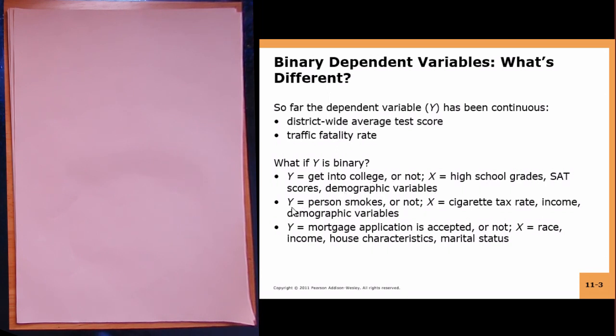Another such question might be whether a particular person smokes, or takes up smoking, or doesn't. This may depend on the price of the cigarettes, which may also depend on the level of taxes on the cigarettes. It may depend on the income of the individual, whether they can afford to smoke, and it can depend on other demographic variables. In this particular lecture, we will discuss this example, which is whether a mortgage application is accepted or not.